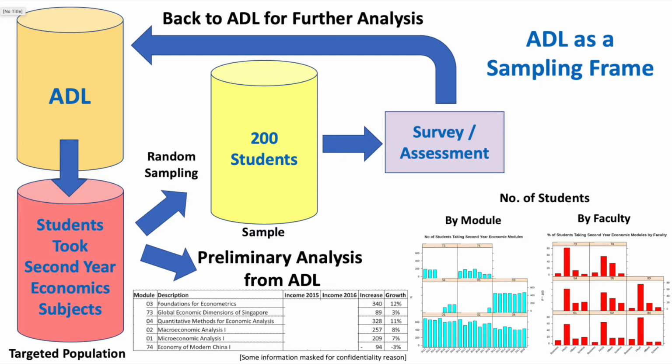Right? So we can actually do a preliminary analysis by looking at those modules we're interested in, and examine, let's say, over the years, how the trend looks for the economics second year modules by extracting the information from the ADL. Let's say this is the trend over 6 years of the number of students taking all these modules. Yeah? So you can break down by faculty as well. Those taking this second year economics subject may not be students from the economics department. So we can see the variation in the distribution of the students, where they come from.